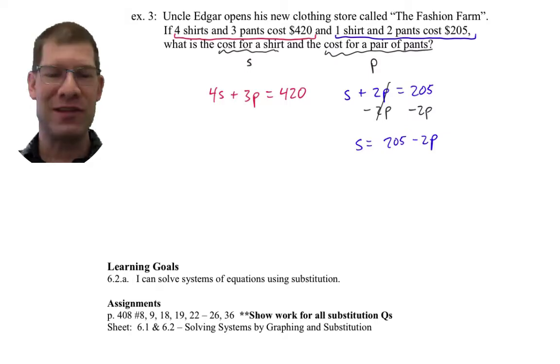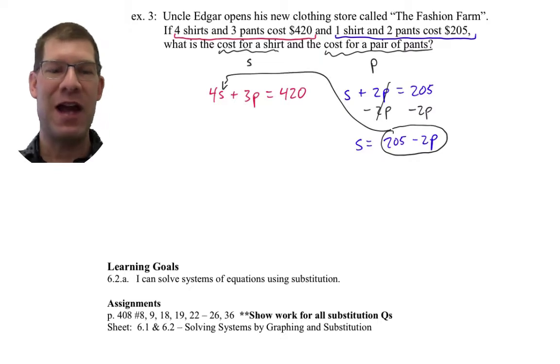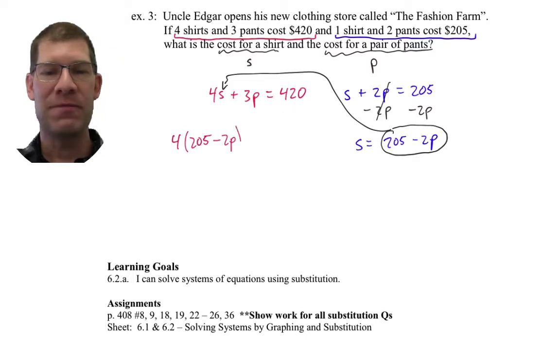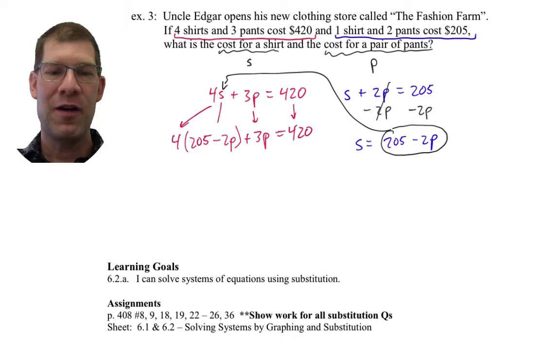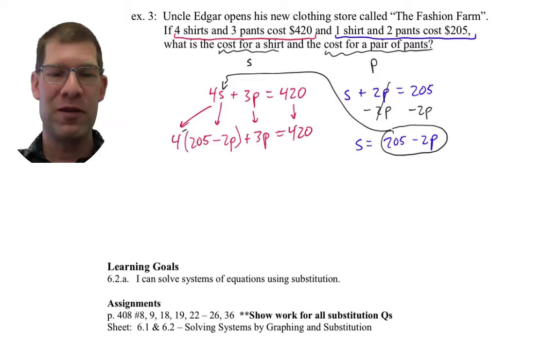All right, so we have our s. Our s value then equals 205 minus 2p. So I'm going to put that right there for s. So I get 4 times (205 minus 2p). That's my s value there in the parentheses. And I add 3p equals 420. Really, I'm just copying the rest of that equation, just copying things down. Now we have an equation that's big and ugly, but the only variable in it is a p. So we can go through and solve for p.